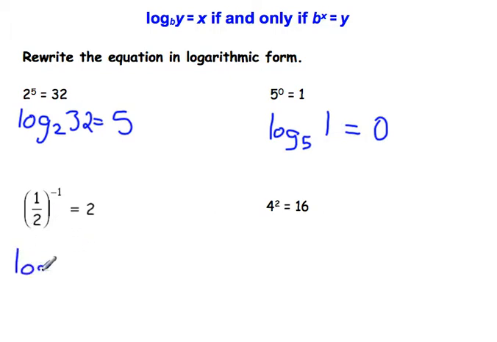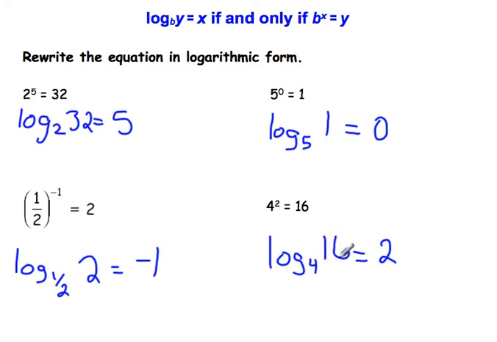Log with base 1/2. On the other side of the equal sign is the negative 1 exponent, and then we have 2. 1/2 to the negative 1 equals 2. And for the last one, log of base 4. On the other side of the equal sign is the exponent, and then 16 is left. 4 squared equals 16.